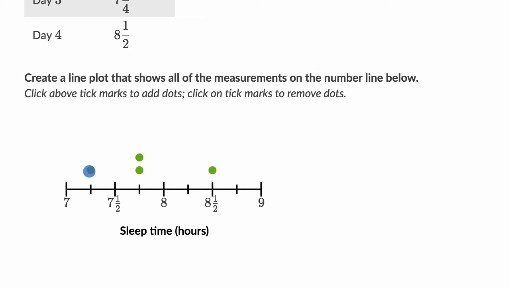We have created a line plot that shows all of the measurements. On one day, day 1 it was, I slept 7 1/4 hours. There were 2 days where I slept 7 3/4 hours, and there was 1 day where I slept 8 1/2 hours. Let's do another example.